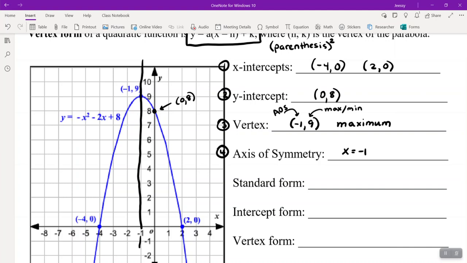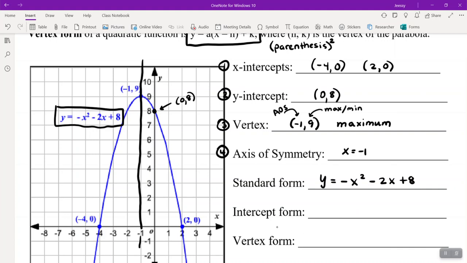All right, so standard form, intercept form, and vertex form, you're not to know this yet, so I'm going to go ahead and give you these answers. They gave us an equation right here. Which form is this? This one is standard. What's the trick that I told you to be able to tell it apart? No parentheses, there we go.